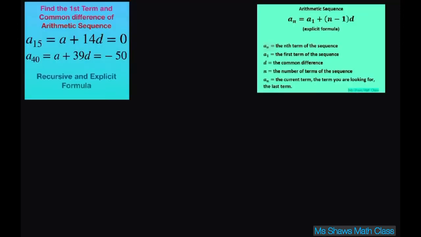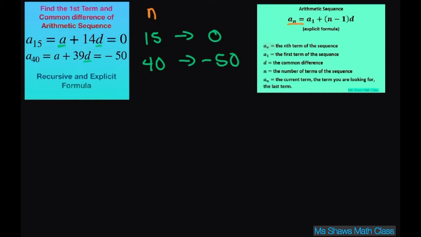So this is some sequence, and in this long sequence we have so many terms. Our 15th term is 0, so if we have this long list, our 40th term is going to be negative 50. So we need to find our first term and our common difference.